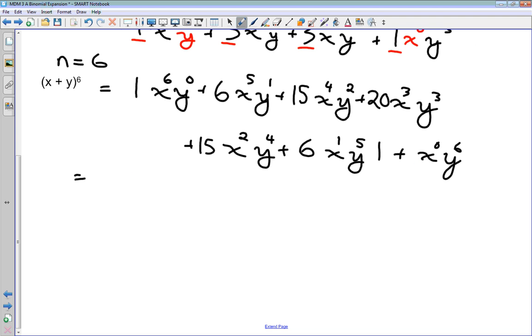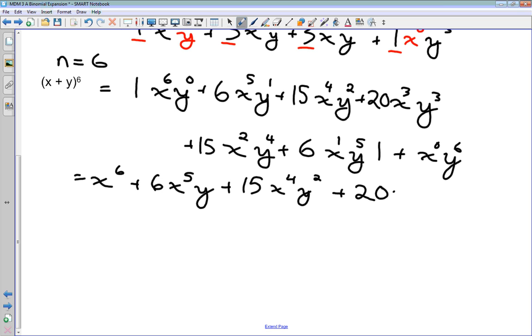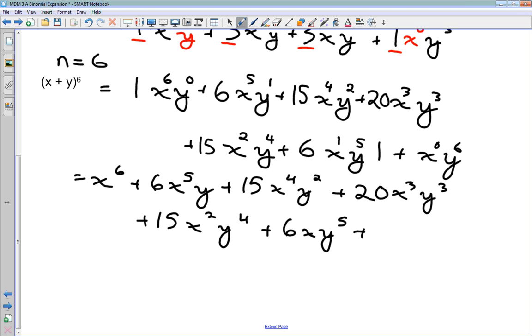So if I wanted to clean this up a little bit, I could write this as x to the power of 6, ignoring the 1 and the y to the 0, plus 6x to the 5y, plus 15x to the 4y squared, plus 20x cubed y cubed, plus 15x squared y to the 4th, plus 6xy to the 5th, plus y to the power of 6.